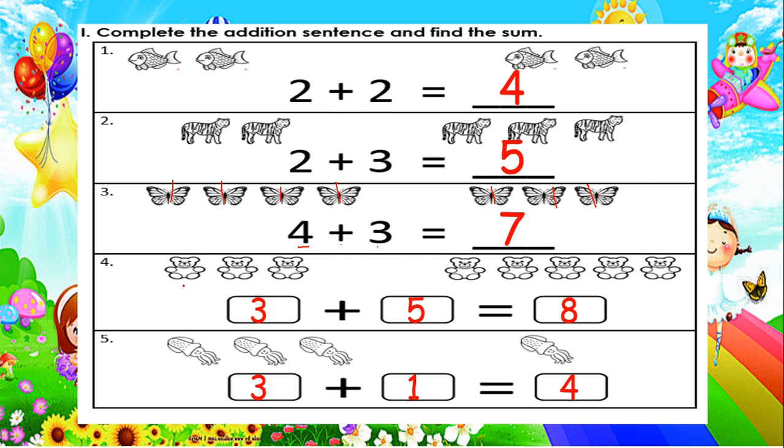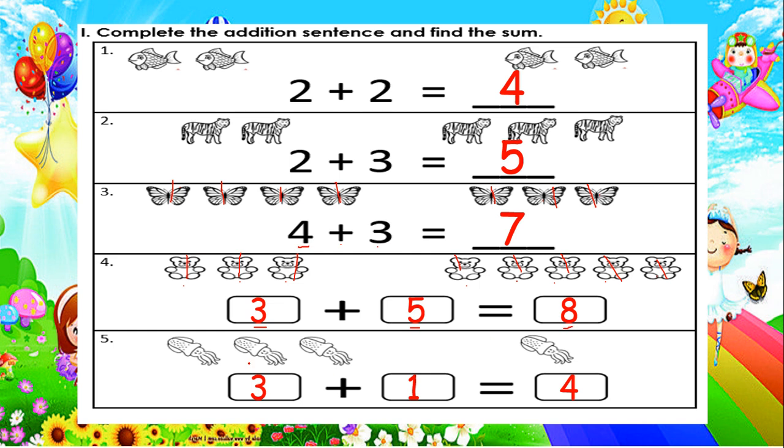Next, we have 1, 2, 3. You have here 3 as your first number. So first group, you have 3 objects, plus another group here. We have 1, 2, 3, 4, 5. You have 5 as your second group. So 3 plus 5, you need to count all the objects together. 1, 2, 3, 4, 5, 6, 7, 8. That's why you have 8 as your answer.